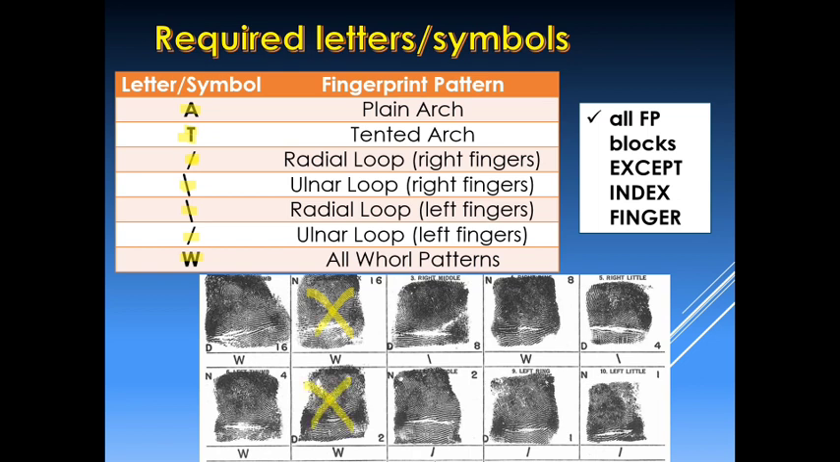So if you are going to observe here, we have the letter W for whirl pattern, and then we have here the back slant. Here we have the back slant, and then we also have here the forward slant for the loop patterns.